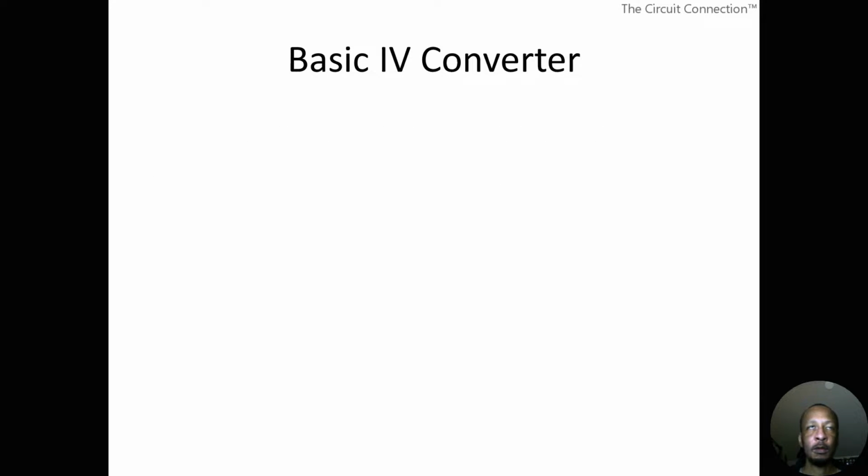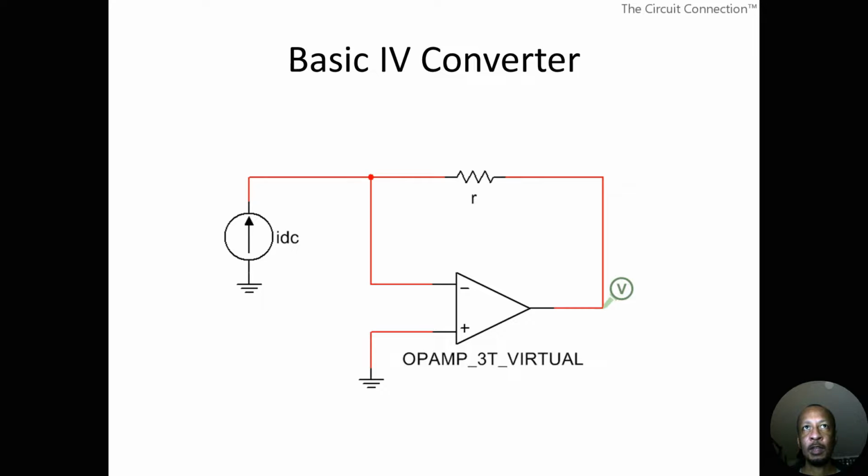So what does one look like? Well, a basic IV converter looks like this. You see over here you have IDC coming in, and then you have V out coming out over here. So this will be your output, and this will be your input.